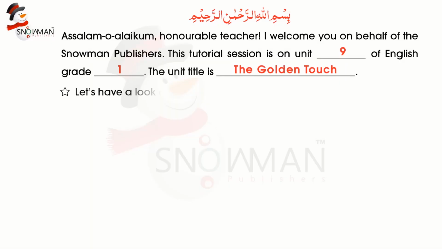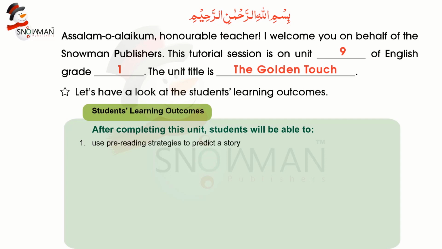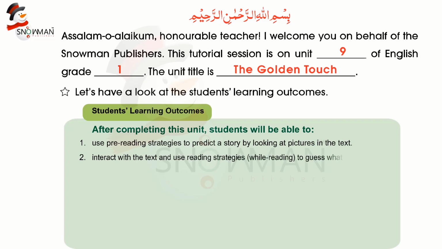Let's have a look at the students' learning outcomes. After completing this unit, students will be able to use pre-reading strategies to predict a story by looking at pictures in the text. Interact with the text and use reading strategies while reading to guess what follows in a story.